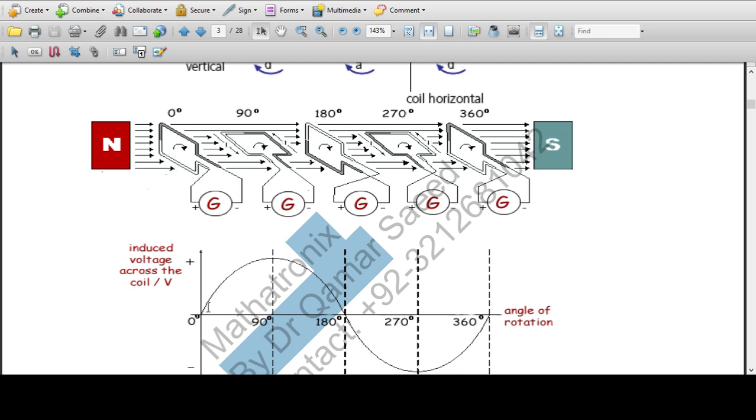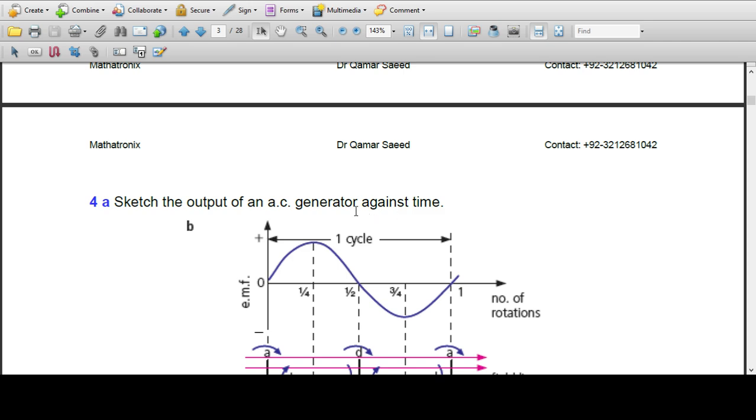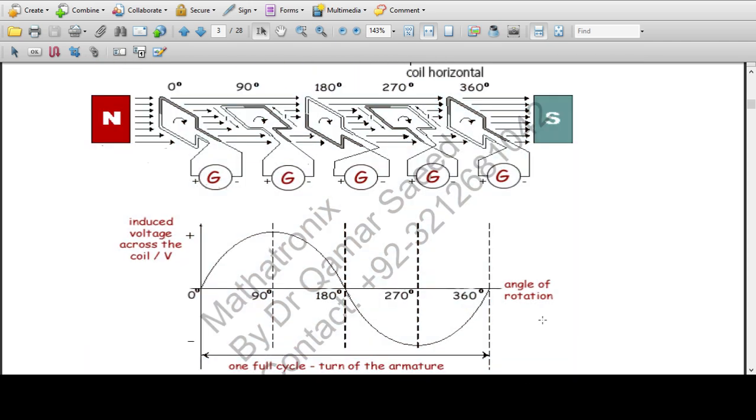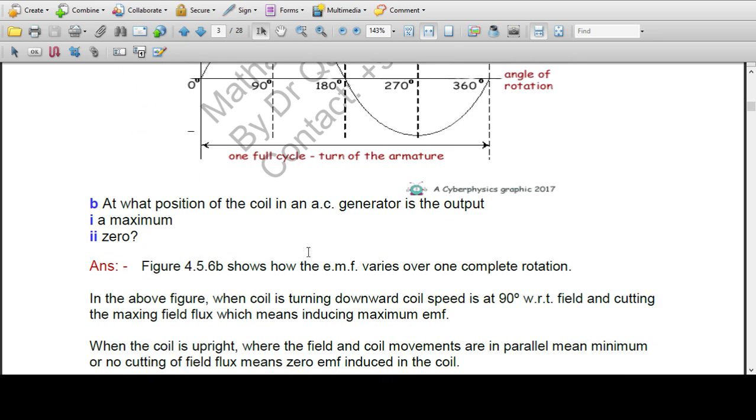This will happen similarly for other cases. So this is the output of an EMF or AC generator against time. This is very, very important. At what position of the coil in an AC generator is the output maximum? The maximum is here in the above figure.